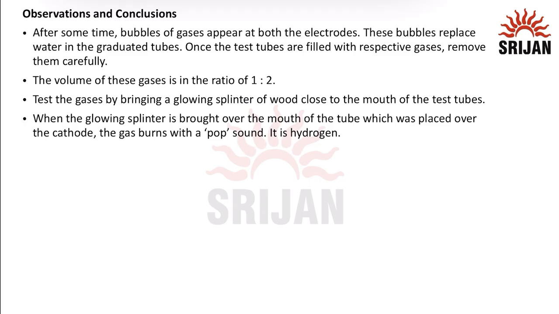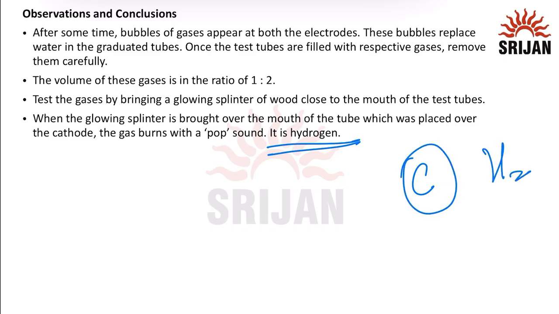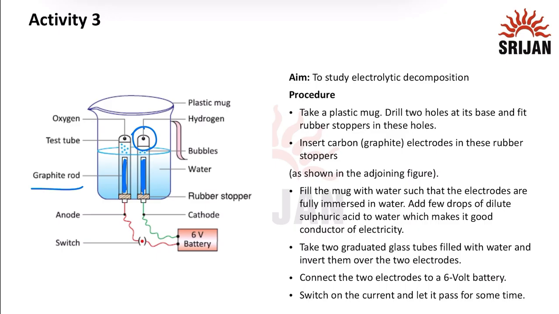Which gas burns with a pop sound? Hydrogen. So we know by the pop sound that this gas is hydrogen. So when we use carbon electrodes in acidic water and connect them to a battery, hydrogen gas is released. Where can hydrogen gas come from? Obviously, hydrogen gas cannot come from carbon. You might be thinking that we used carbon electrodes. How can hydrogen come from carbon? Hydrogen didn't come from carbon. Hydrogen came from water, because we are using water as a solution.